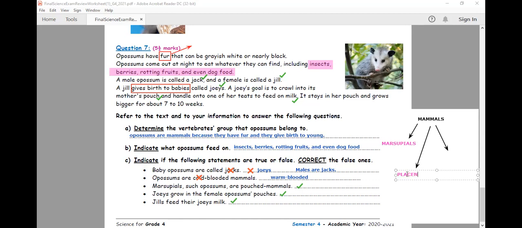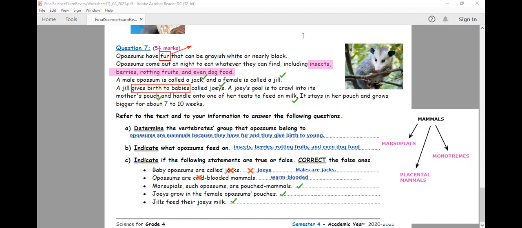A platypus bear. Placental mammals are all the normal mammals. And last of all, we have the monotremes, the oviparous mammals.